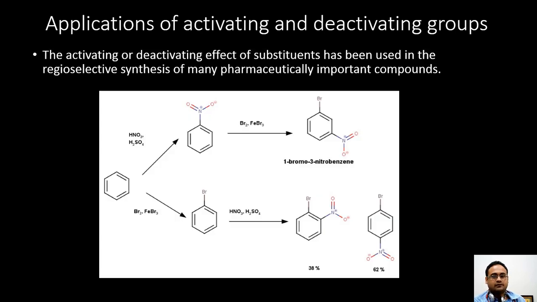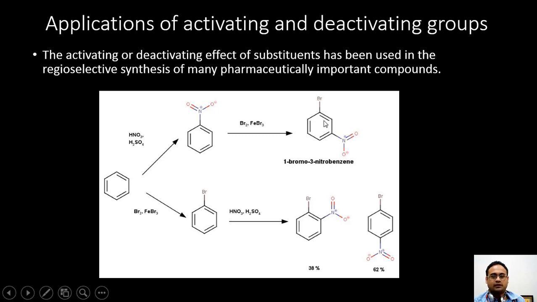Now let us take some more examples of applications of these activating and deactivating groups in the synthesis of small organic compounds. Here you can see that if you want to make nitrobromobenzene, you could start with benzene, then nitrate it using a mixture of nitric acid and sulfuric acid to get nitrobenzene. When you then do halogenation, the nitro group is a deactivating group, so it will direct the bromination at the meta position and you will get only 1-bromo-3-nitrobenzene.